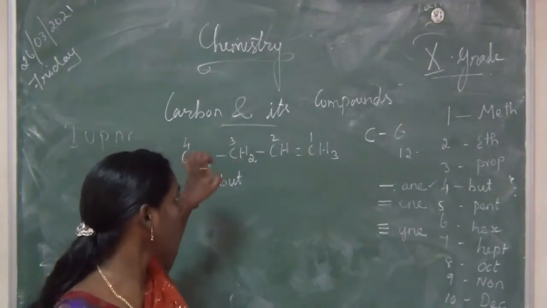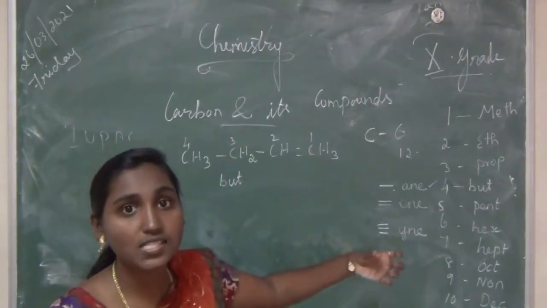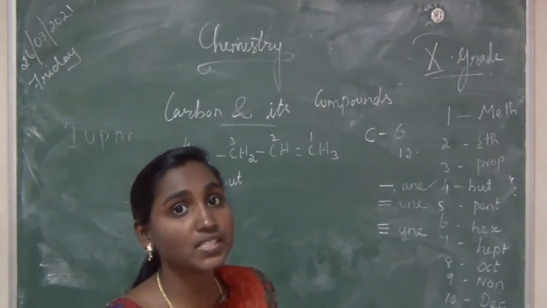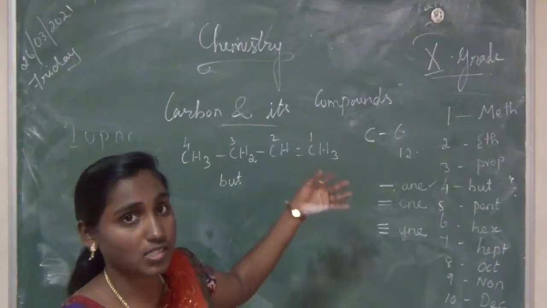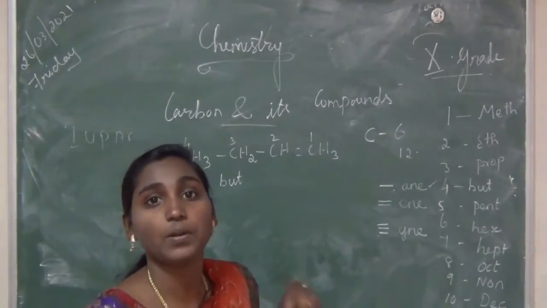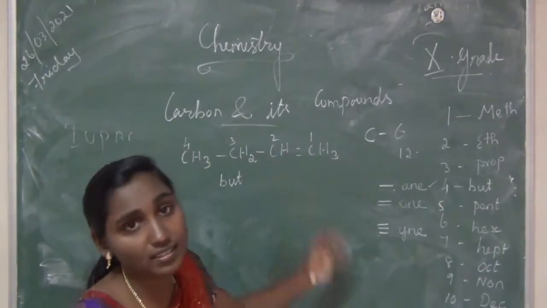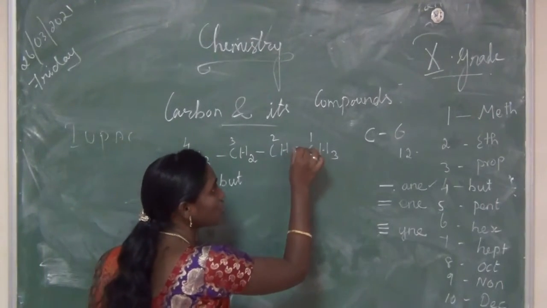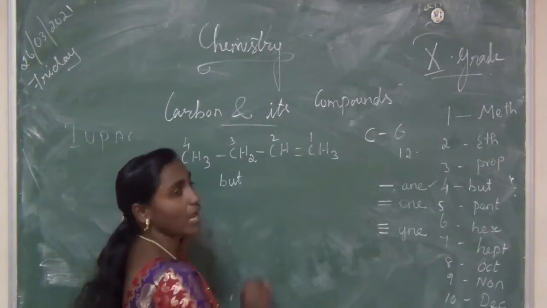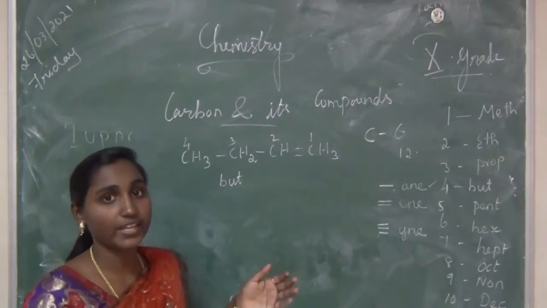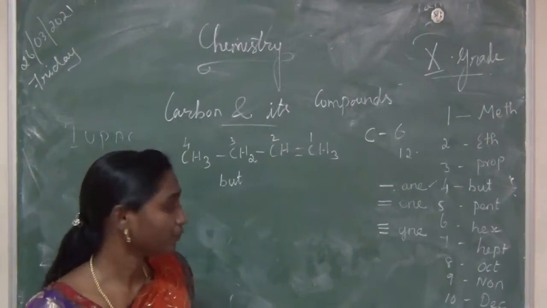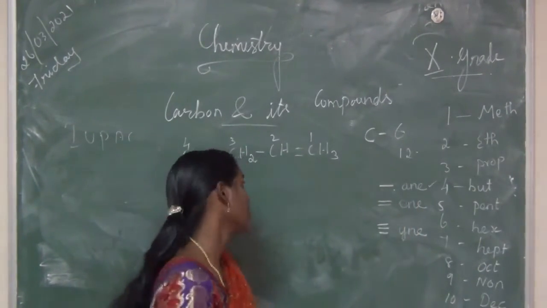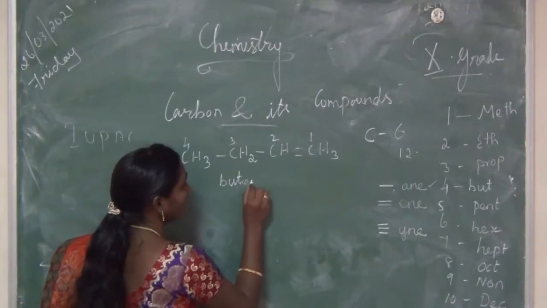You don't need to bother about counting the bonds. If it has a single bond, double bond or triple bond, we consider those bonds first. So here a double bond is there, right? One double bond is there. Can you say what suffix we can use in this compound? E. Okay, alkene series, so we can use E.